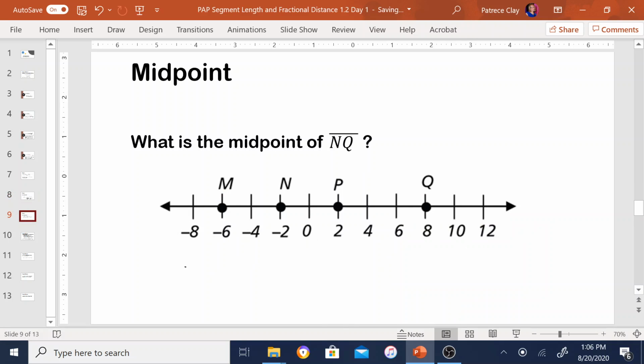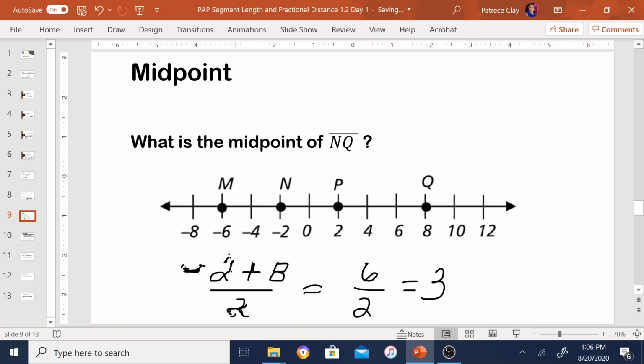Let's try another example. What is the midpoint of N and Q? Okay? Start off again. We're at -2, plus Q, which is 8, all over the number 2. So we have 6 over 2 is equal to 3. Okay, we got it?